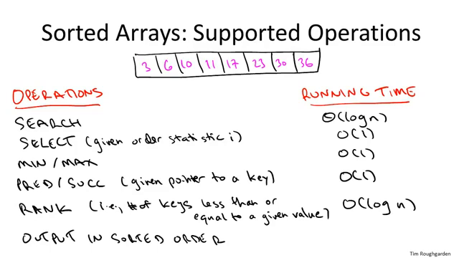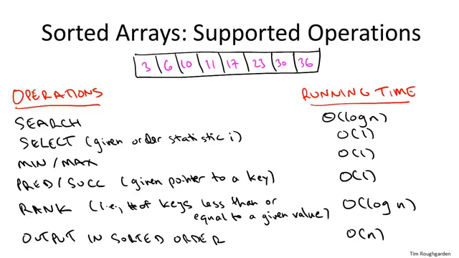Let me just wrap up the list with a final operation, which is trivial to implement in a sorted array. Namely, you can output or print, say, the stored keys in sorted order, let's say from smallest to largest. And naturally, all you do here is a single scan from left to right through the array, outputting whatever element you see next. The time required is constant per element or linear overall.